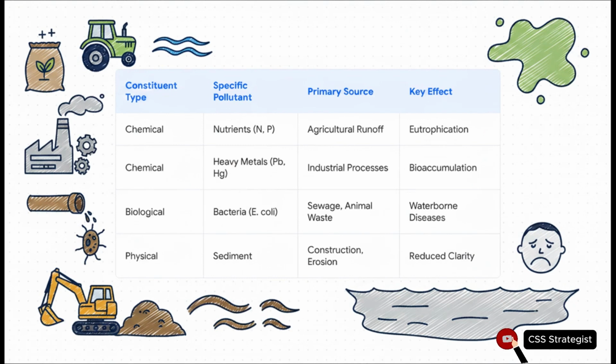So who are the main culprits here? Well, you've got your chemical pollutants, things like nutrients from fertilizers and heavy metals from industry. Then you have the biological threats, like nasty bacteria from untreated sewage. And don't forget the physical stuff, like sediment from construction sites that clouds up the water. Knowing their sources and effects is just non-negotiable.